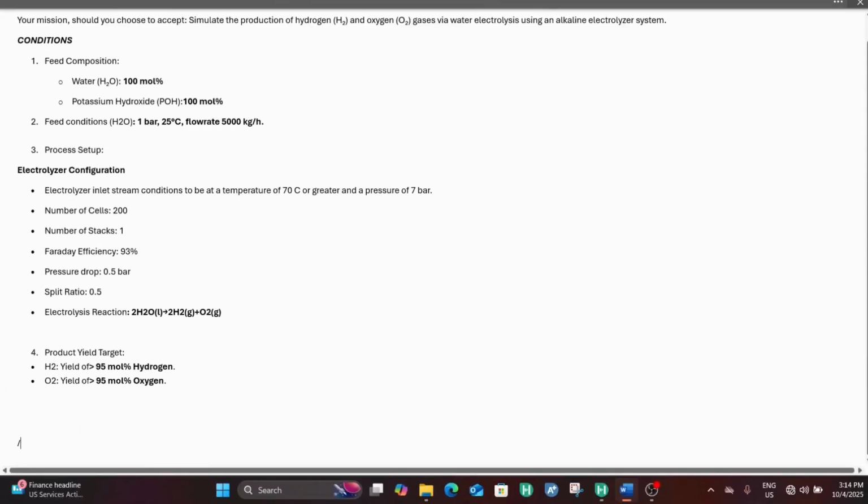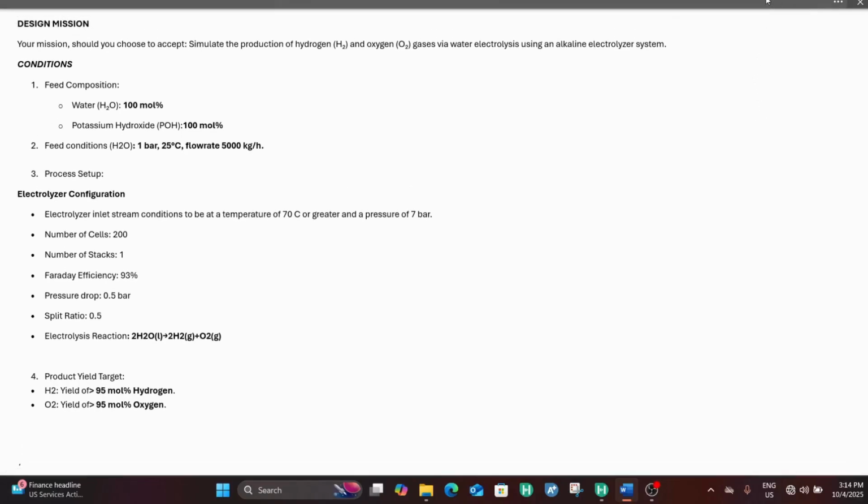Hello, engineers in the rough, we have a design mission on hand. Your mission, should you choose to accept it: simulate the production of hydrogen gas and oxygen gas via water electrolysis using an alkaline electrolysis system. Conditions include our feed composition. We're going to be having water, 100% water, for a single stream, and another stream of potassium hydroxide, 100%.